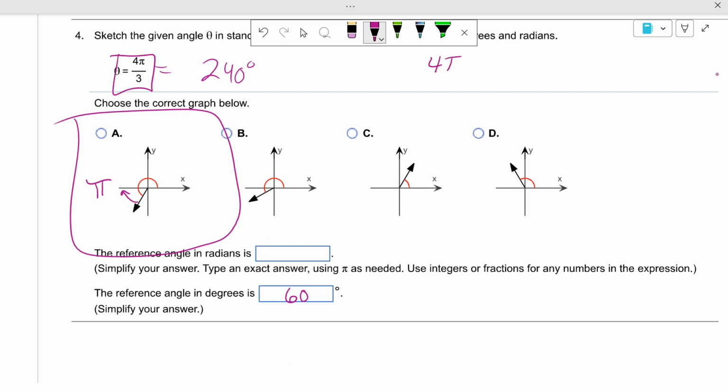So you take 4 pi over 3 minus pi. Well, to subtract fractions, we need a common denominator. So take 4 pi over 3 minus 3 pi over 3. And you get 1 pi over 3. And pi over 3, you can look in your unit circle and see that that's the same as 60 degrees. Okay? So this unit circle helps out with a lot of little stuff here.